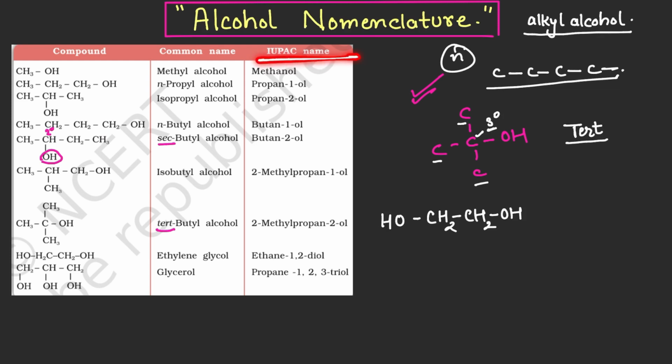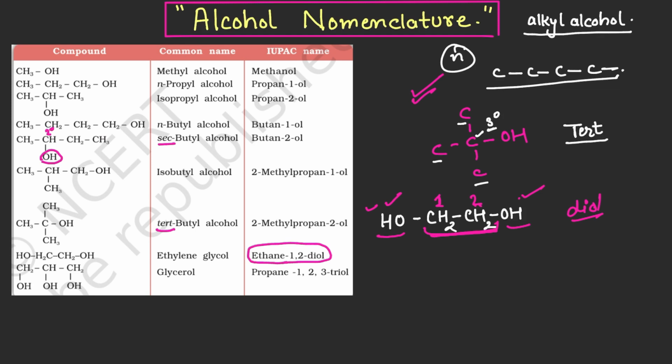For the IUPAC name, always remember to look after the longest chain. So which is the longest chain? This is the longest chain. So I am giving it numbers 1 and 2. At the first position we are having OH, and at the second position also we are having OH. Understood? So I am writing ethane because of these 2 carbons, and at the first and second positions we have diol, because we are having two OH groups. So this is your ethane 1, 2 diol over here.